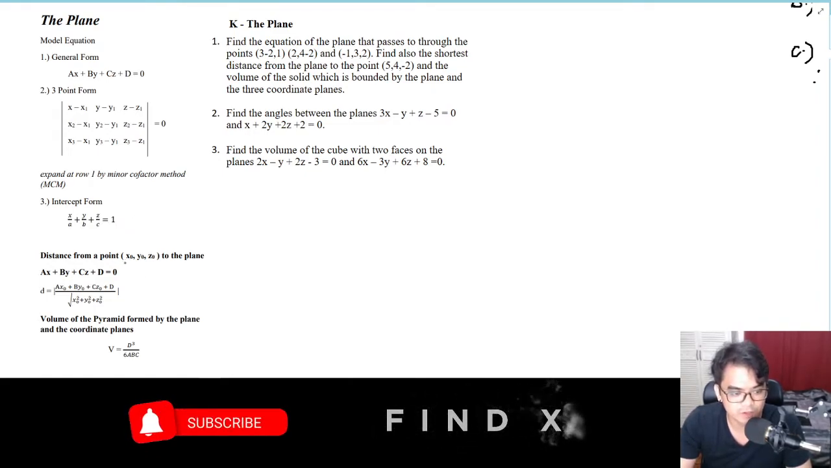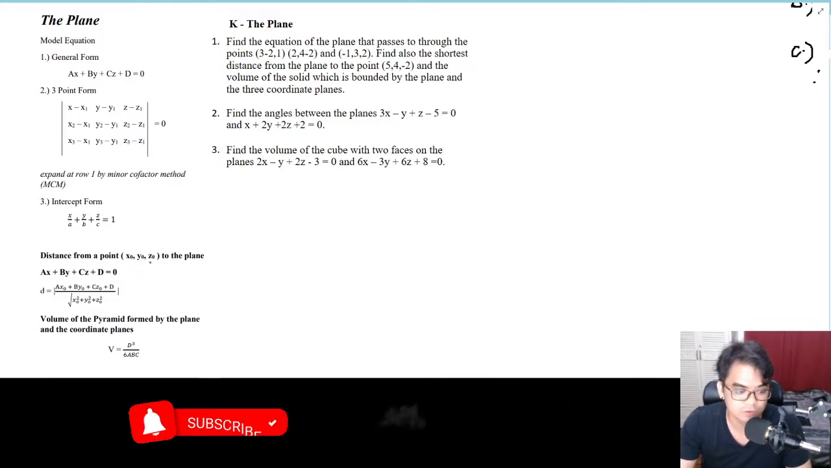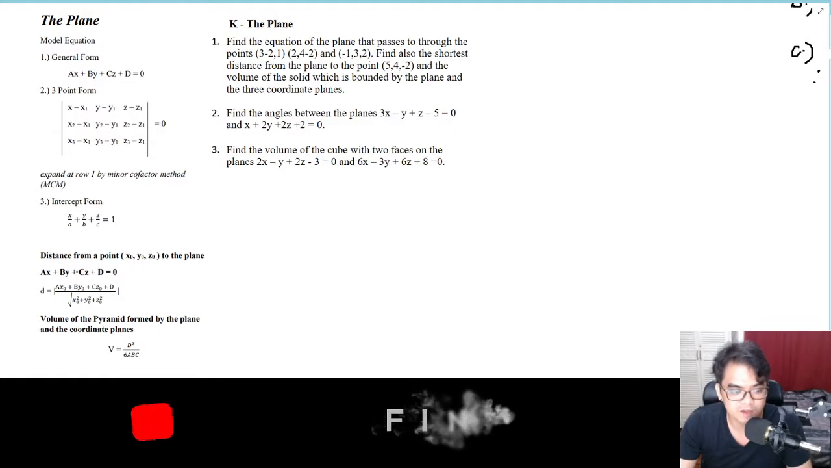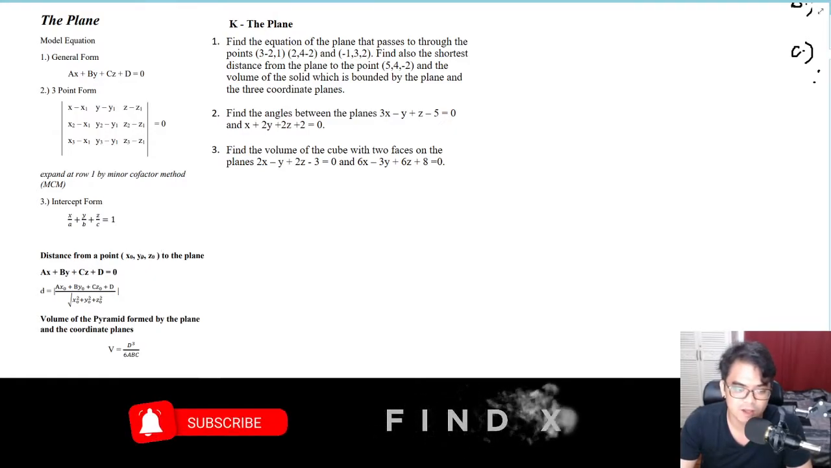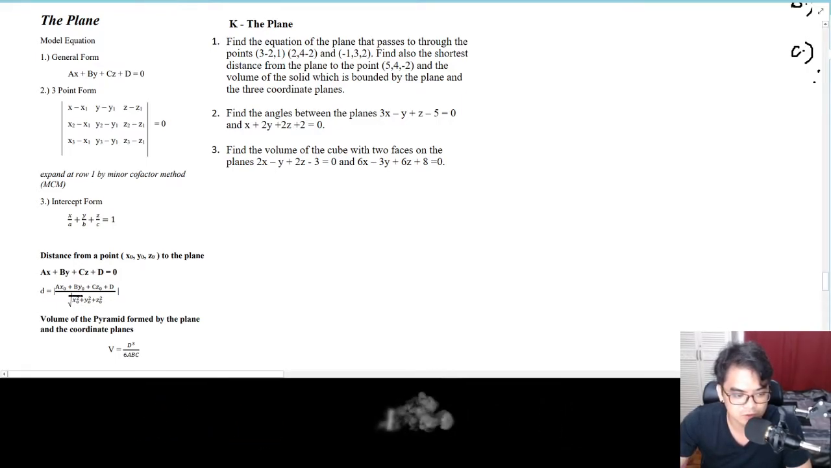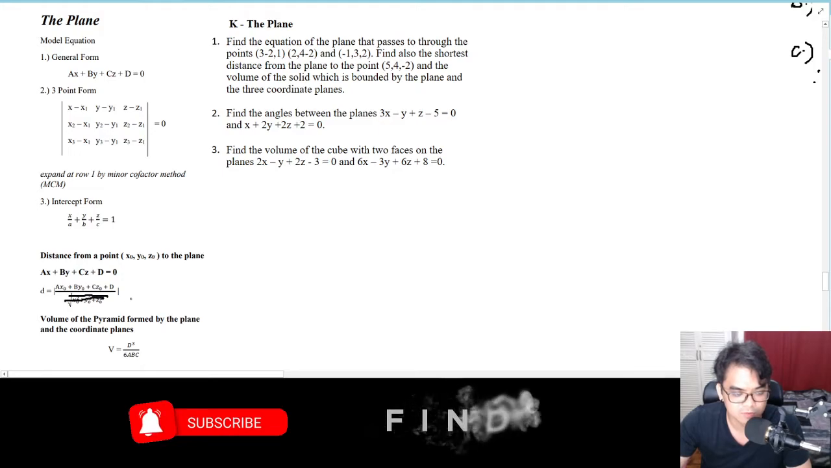If you're looking for the distance from a point, let's say the given point is x0, y0, and z0, all you have to do is replace the variables x, y, z by the point's coordinates respectively. And the denominator I wrote is actually wrong. This must be the square root of a squared plus b squared plus c squared.